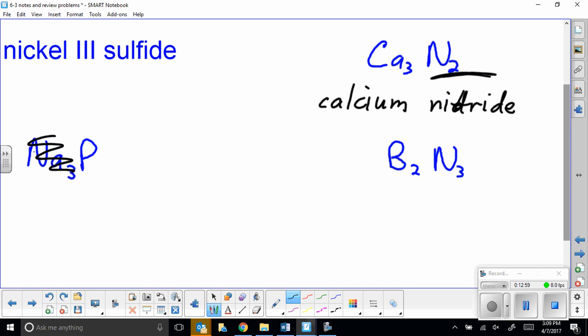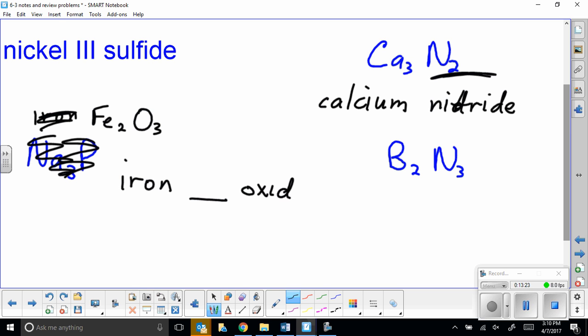Let's change this. Let's go with one that is a transition element. Let's go with iron. I've got to write the formula part. Let's go with Fe2O3. Okay, so this is going to be iron something oxide. Again, I look and I've got one here, I've got one here, so they crisscrossed. So if I uncrisscross this to get that, it's going to be iron 3 oxide.